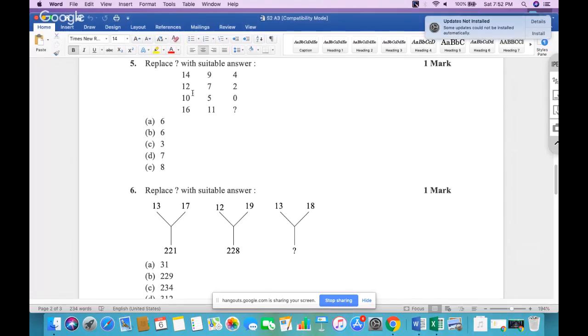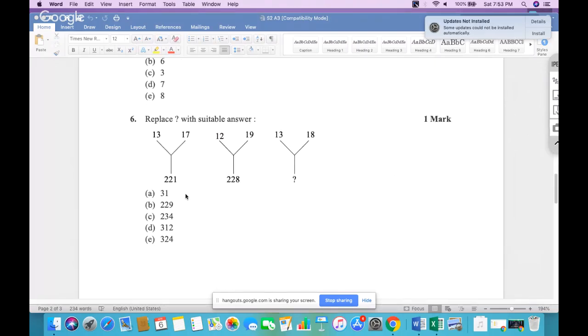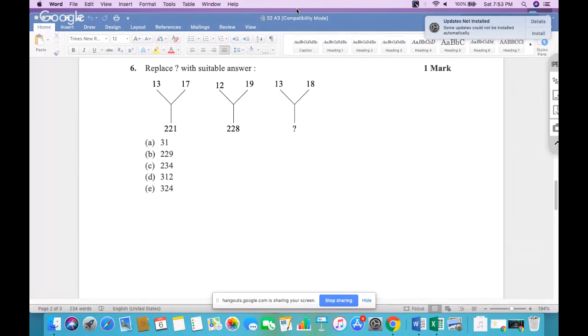14 minus 5 is 9, 12 minus 5 is 7, 10 minus 5 is 5, 16 minus 5 is 11. So 9 minus 5 is 4, 7 minus 5 is 2. Here 5 minus 5 is 0. So it means that the next column is the previous column minus 5. So 11 minus 5 would be how much? It would be 6. So both A and B is the answer. Two options given over here as 6. So both are your option. Question number 6.